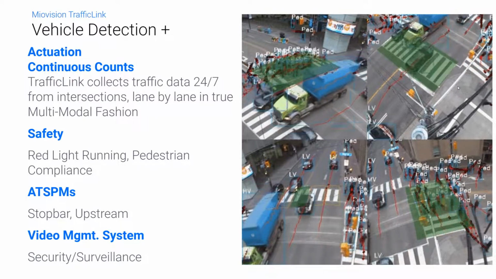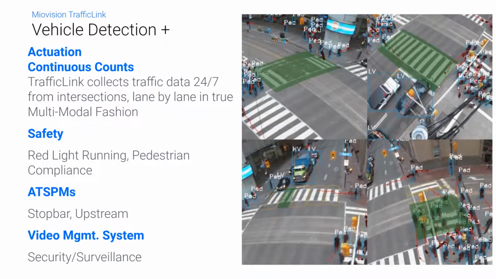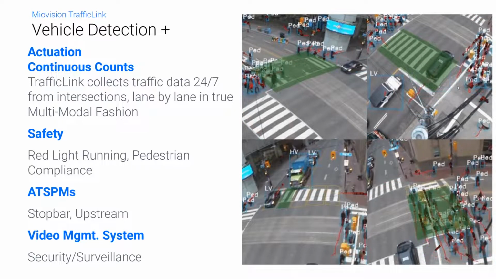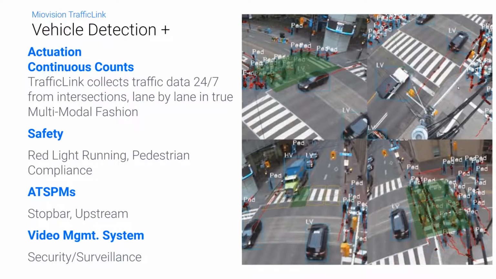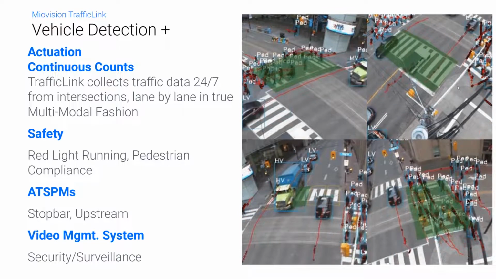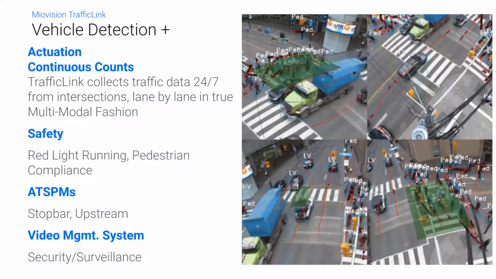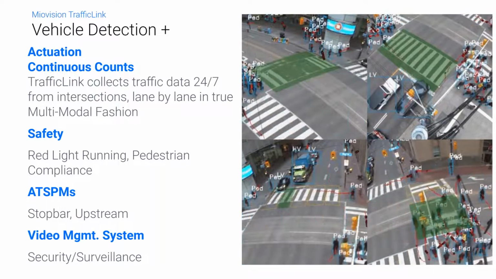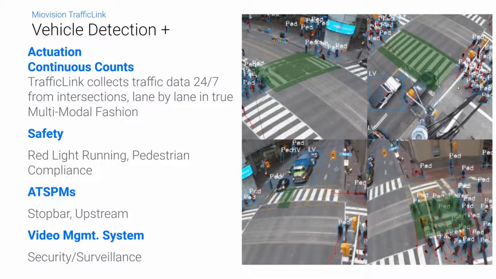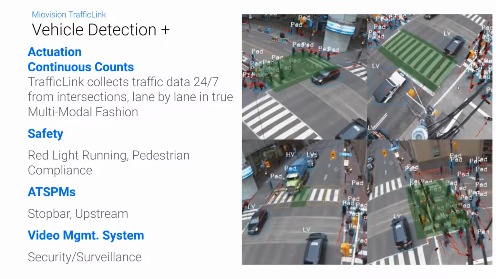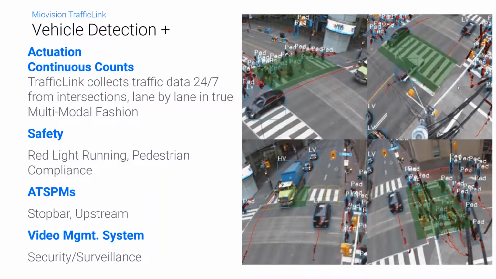Because we're tied into the controller, and because our detection system is able to track vehicles and pedestrians, we can also look at red light running. We just released pedestrian compliance, and when I say red light running, please don't be confused. We're not giving tickets out, but more to understand where it's happening and why it's happening, not to victimize pedestrians or vehicles.